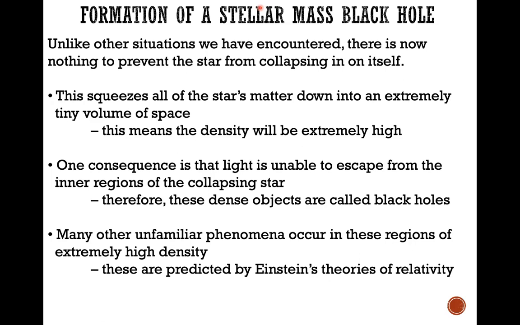Because under normal theories that we know, light should travel in a straight line, there should not be a problem for the light or any effect on the light from anything that happens due to gravity, right? But you will realize that that is not the case when you have very huge masses. At the same time, many other unfamiliar phenomena occur in these regions when you have extremely high density, and these things are actually predicted by Einstein's theory of relativity.